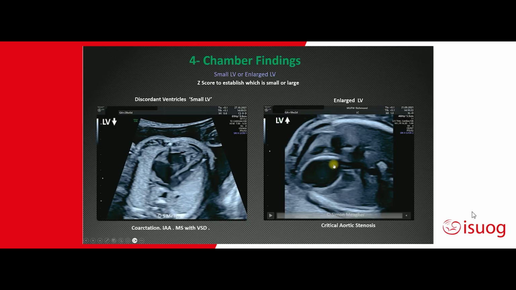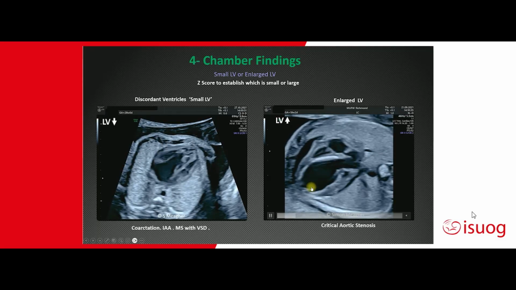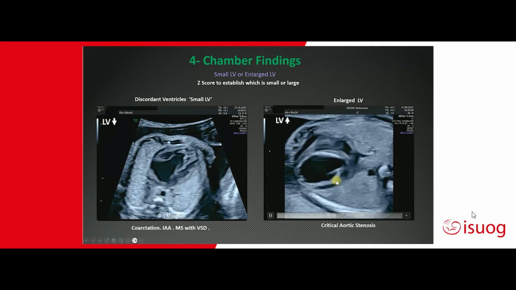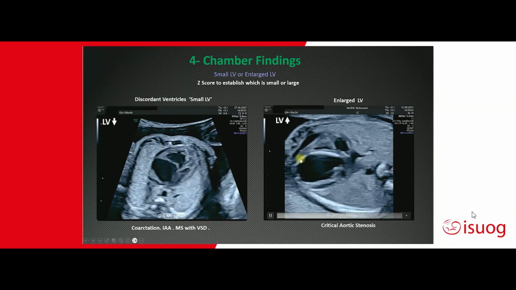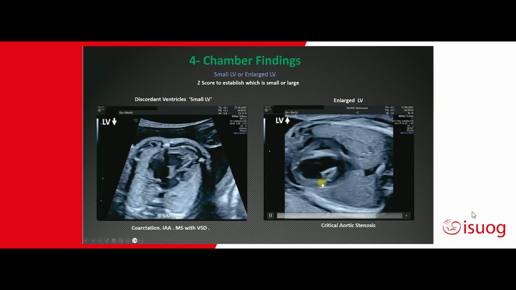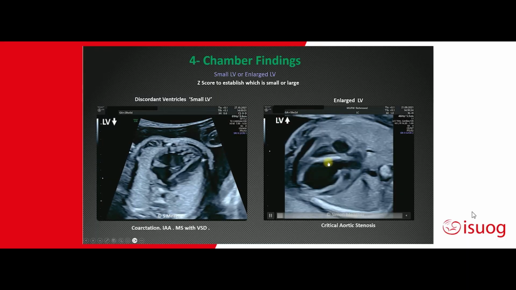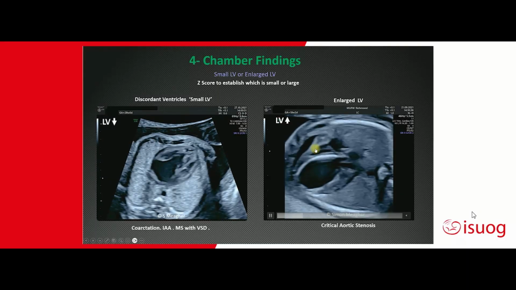And when you look at this case here, the left ventricle is enlarged when compared to the right in the fetus with critical aortic stenosis. It's also got hyperechogenic myocardium, fibroelastosis. It's also non-contractile when you compare the contractility of this ventricle when compared to this ventricle.